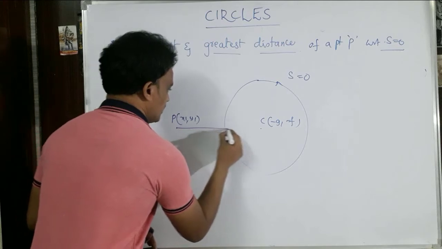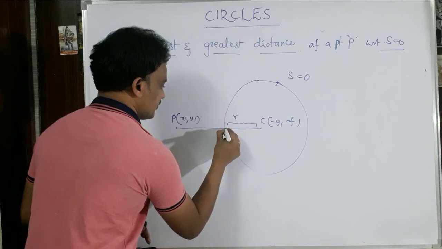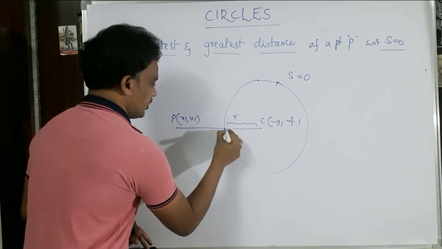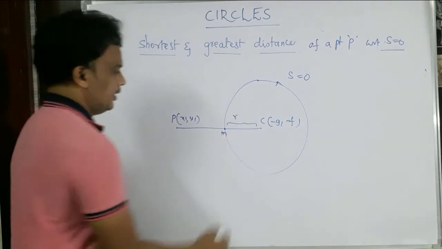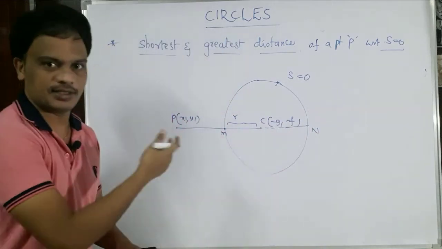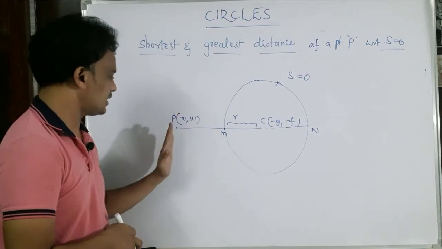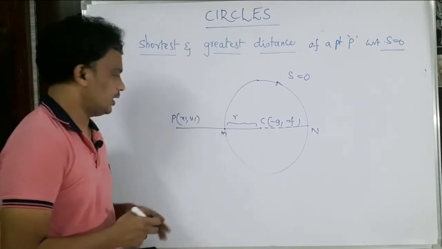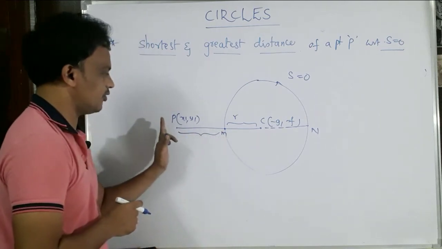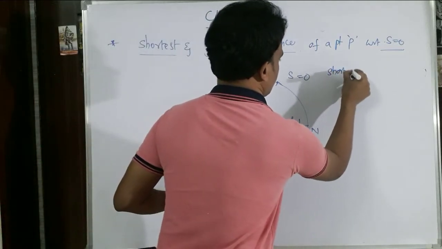Joining this, this is your radius. Let us take this point as M and this point as N. From the diagram it is very clear what the shortest distance of a point to the circle is. I think this will be the shortest distance of the point to the circle. So here I can write: shortest distance.